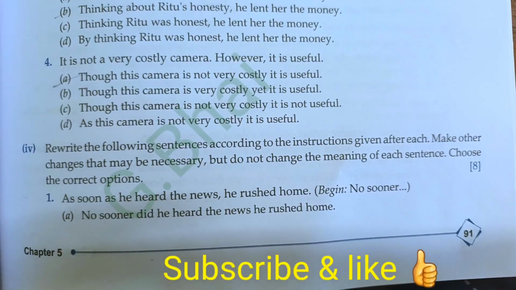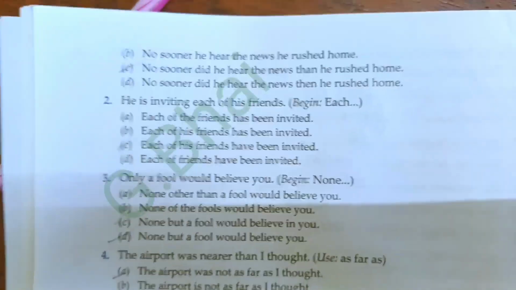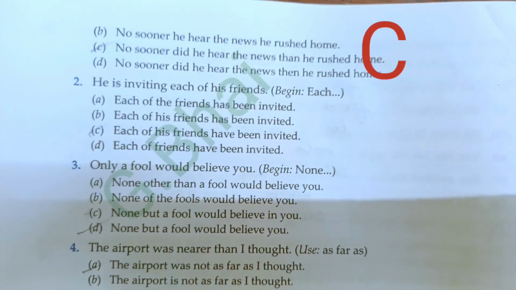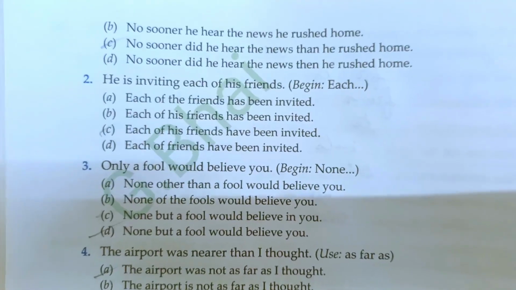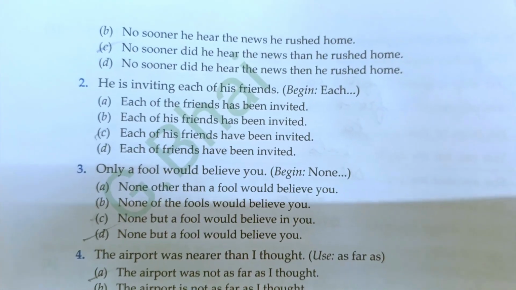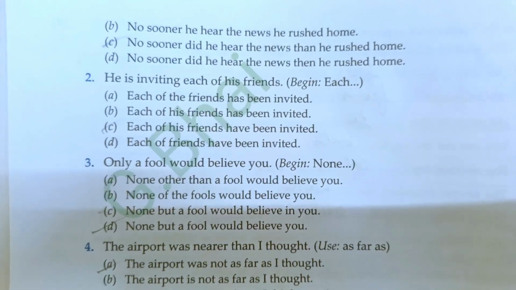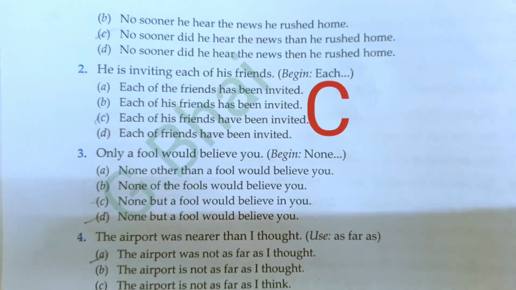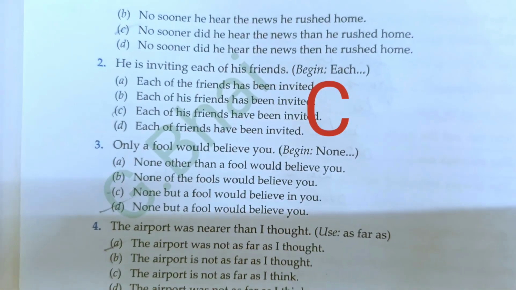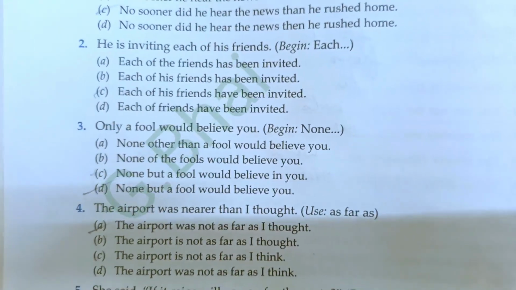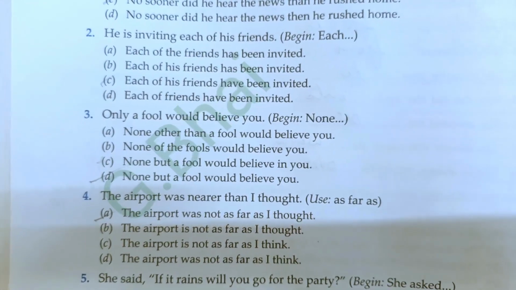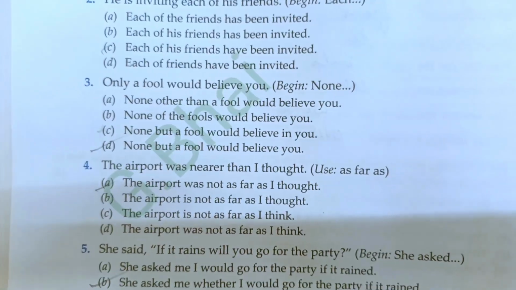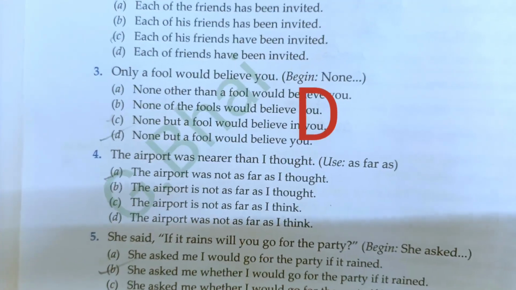So here you have to begin the sentence with no sooner. So the correct option is C. No sooner did he hear the news than he rushed home. Second one, he is inviting each of his friends. So here you have to begin with the word each. So the correct option is C. Each of his friends has been invited. Number 3, only a fool would believe you. So here you have to begin the sentence with none. So the correct option is D. None but a fool would believe you.